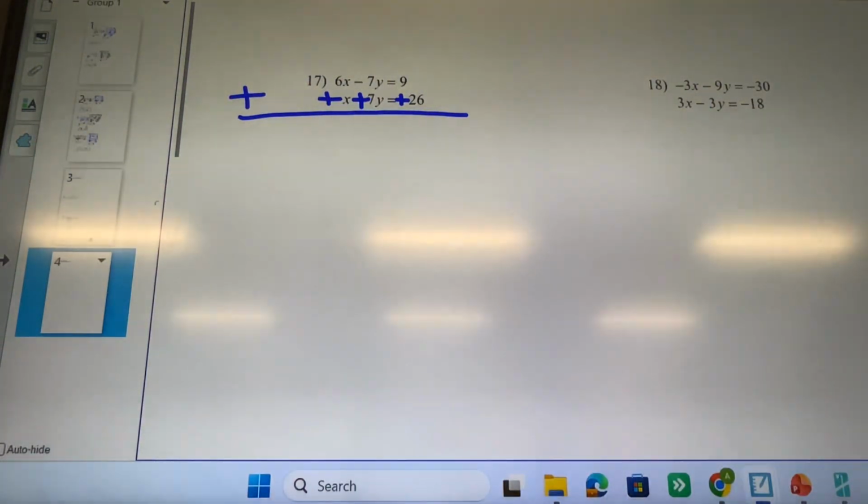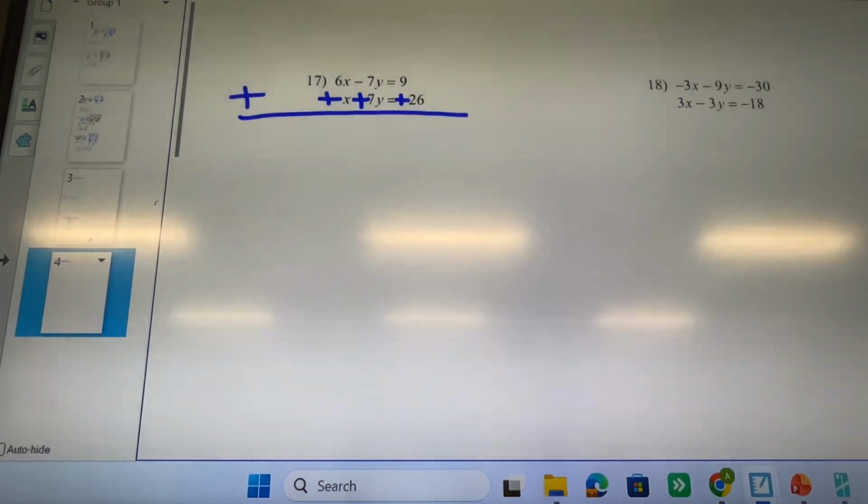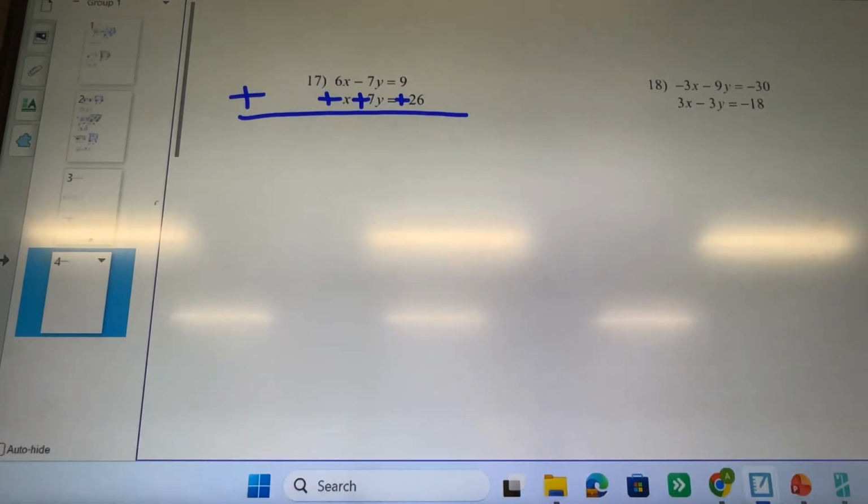Okay, so 11 through 18 should look like this, where you're either just putting a plus sign in the bar, or putting a plus sign with the bar and then changing the signs. Okay, the 1 through 10 should be solved fully, to the best that you can.